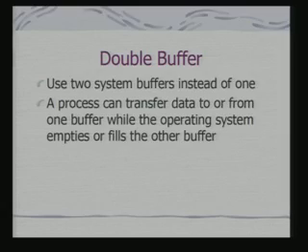In many cases, you use a double buffer, that is, two system buffers instead of one. A process can transfer data to or from one buffer while the operating system empties or fills the other buffer. The buffer actually becomes time shared, because in a normal case, the process which has requested the I/O is blocked till the buffer is full and the buffer gets transferred; it cannot access it. But if there is a double buffer, then both operations can take place simultaneously.